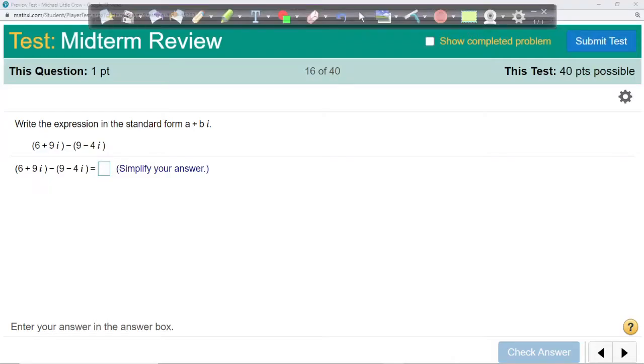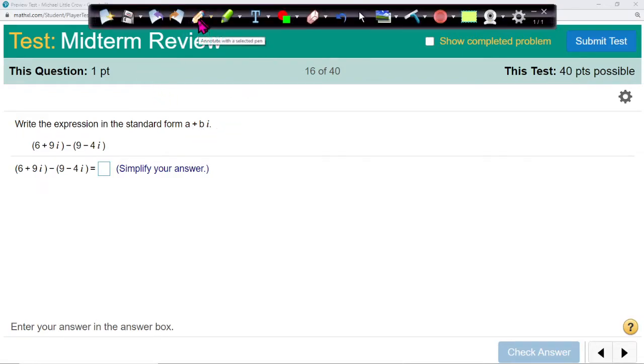Okay, here we are, continuing with the review, questions 16 through 40. We'll see how far we get. So we are asked to deal with some complex numbers. So let's do this by hand, and then I'll also show you, if you forget, your calculator will actually handle this.